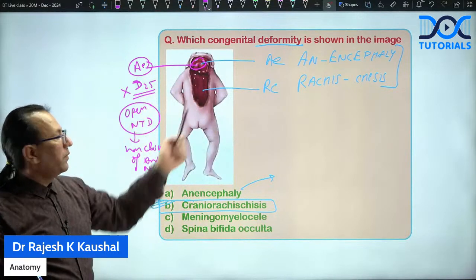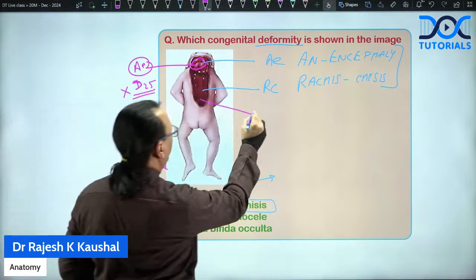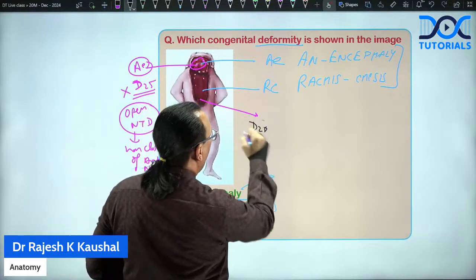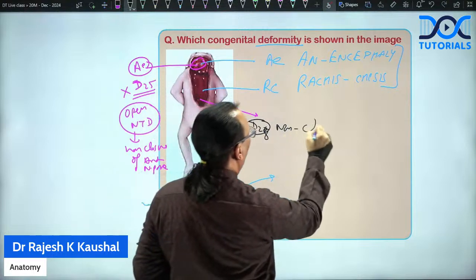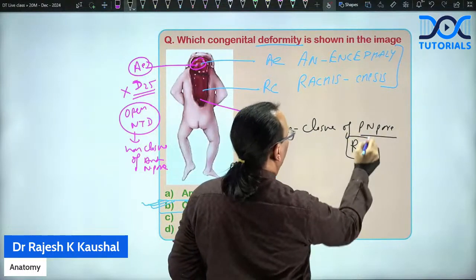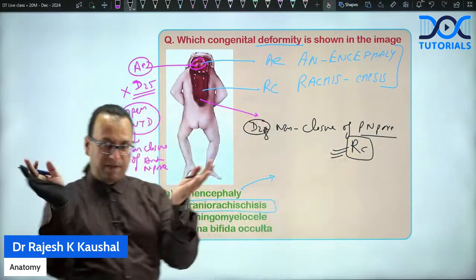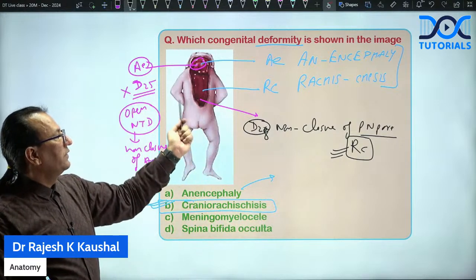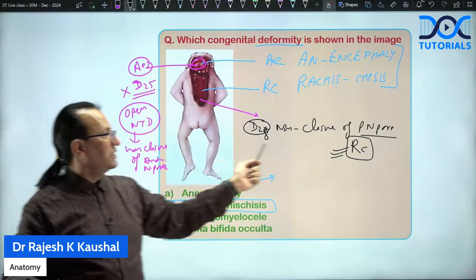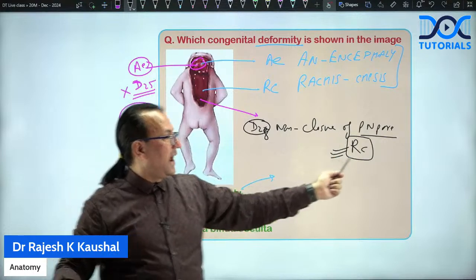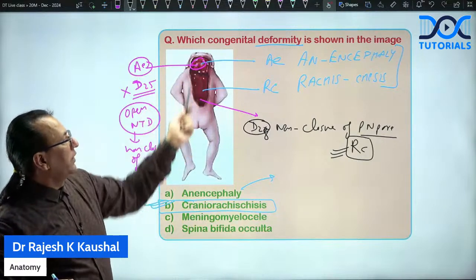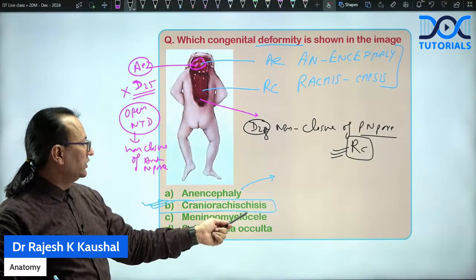That is anencephaly. What about the posterior neuropore? The posterior neuropore has to close by day number 28, and non-closure of the posterior neuropore can result in rachis or spina bifida. Spinal cord is open, CSF leaking out. That is non-closure of the posterior neuropore, and that is rachis. But if the entire neural tube is open, then you call it craniorachis.